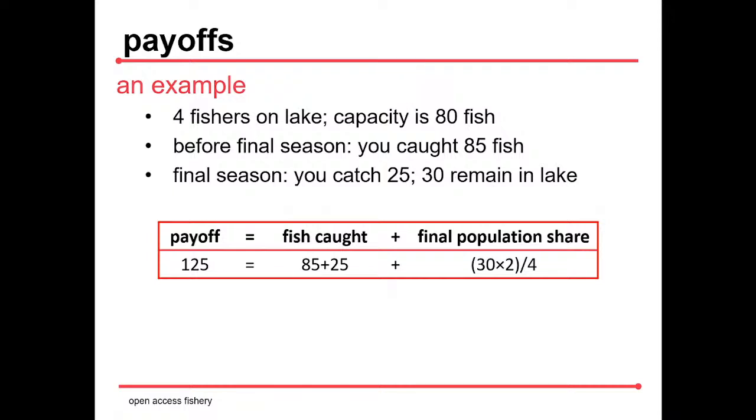So n equals 4. In this case, actually, it's not 160 but 80, the carrying capacity. Over all the rounds prior to the last one, you with your vessel have caught 85 fish. And then it's the final season and you personally catch 25, leaving 30 in the lake. So the payoff would be what you have caught in the previous rounds, what you have caught in the last round, plus double the number of fish still in the lake in the last round, divided by 4 because you're splitting it with the other players. That's 125.